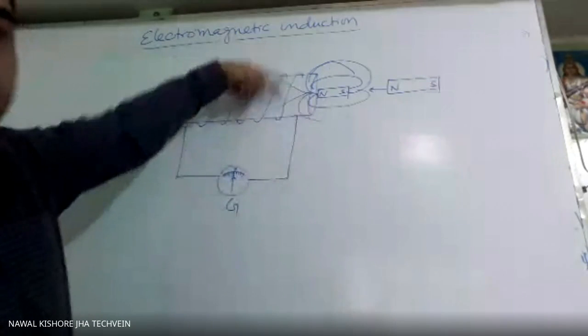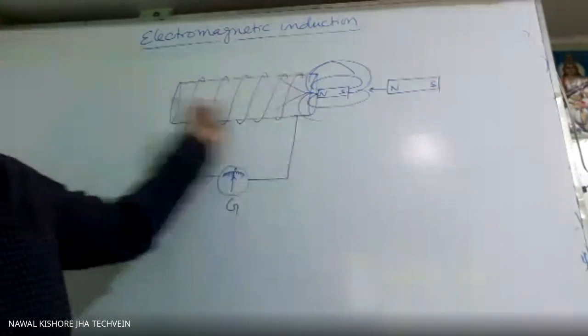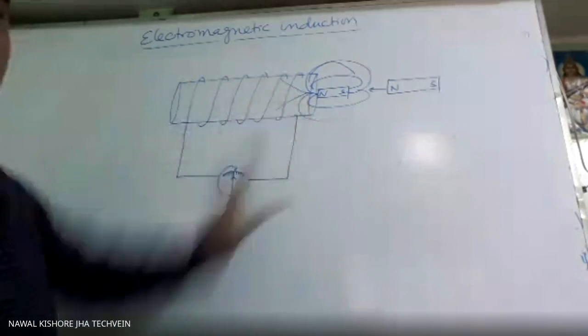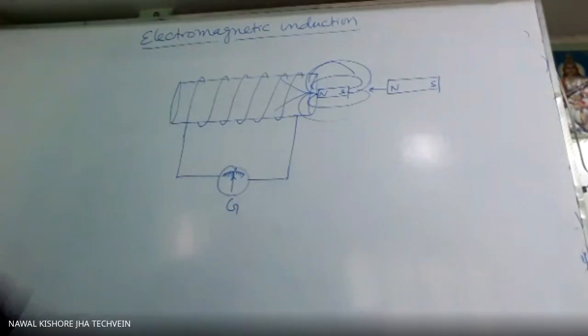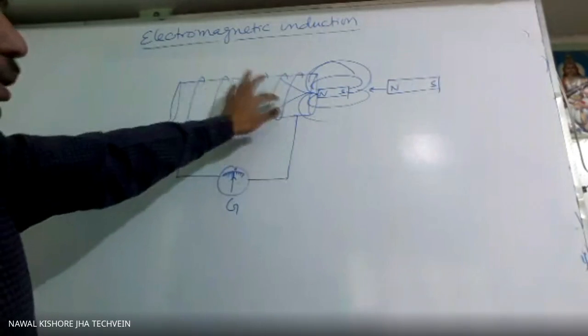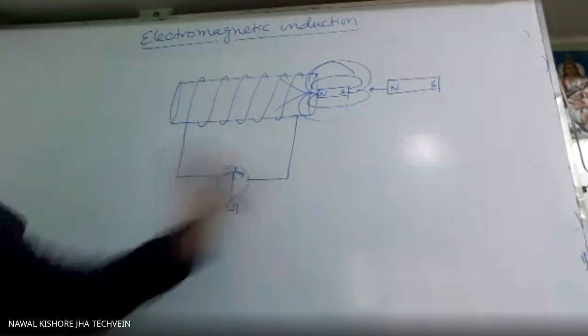Magnetic lines of force are perpendicular to the loop, that is, along the area vector only, or opposite to the area vector, whatever you may consider. So the angle between the area vector and the magnetic field is 0 degrees. So there will be a change in the magnetic flux linked to these loops, or the magnetic flux linked to the solenoid. It will change. So what will we observe? We will observe there is deflection in the galvanometer.